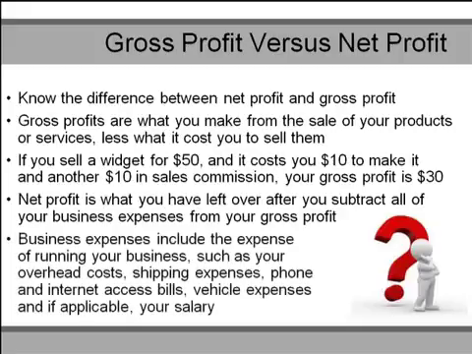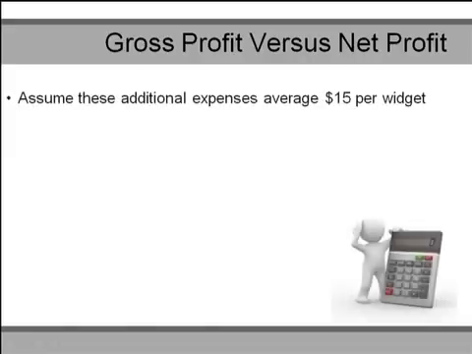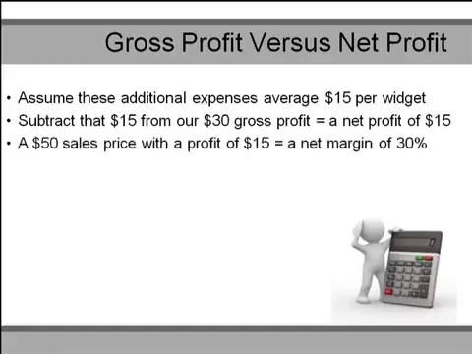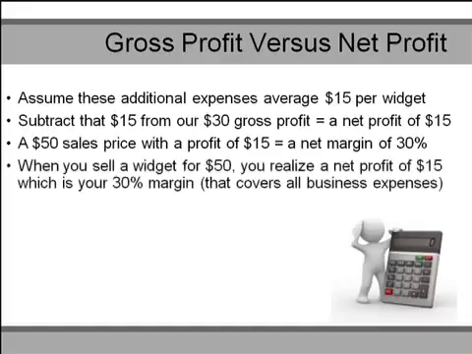Let's assume these additional expenses average $15 per widget. When we subtract that $15 from our $30 gross profit, we're left with a net profit of $15. Since the sales price was $50 and the profit was $15, this means our net margin equals 30%. Now listen to what I'm about to say very carefully, because few business owners understand net versus gross profit. In our example, you know that when you sell a widget for $50, you will realize a net profit of $15, which is your 30% margin.